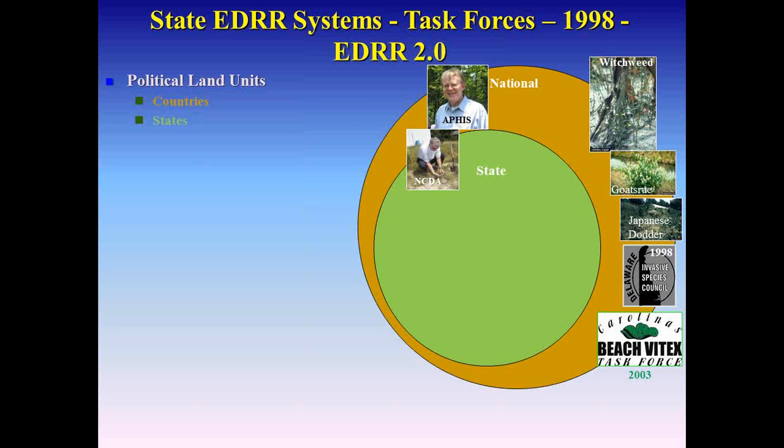And one of our most successful has been the Beach Vitex Task Force, which was formed in 2003, which has almost eradicated just about every beach vitex plant from the coast of South Carolina, and they're trying to do the same thing in North Carolina, and they're working on it in Virginia. So this is the interagency approach.